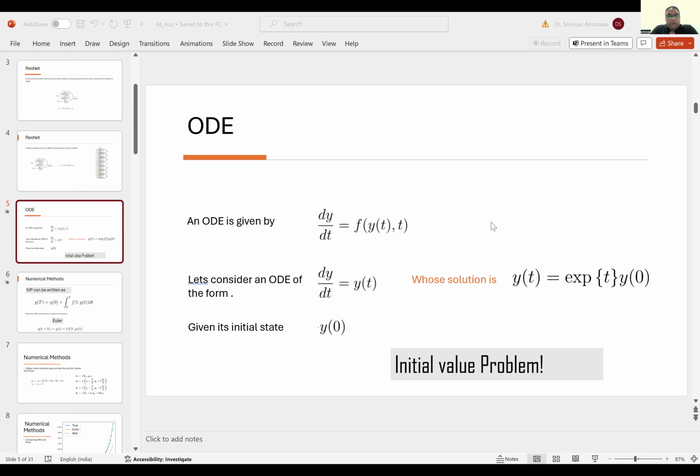Okay. So Euler is a first order and a very simple numerical method, as you can see here. There are also higher order numerical methods, like Runge-Kutta, fourth order, third order, second order methods.